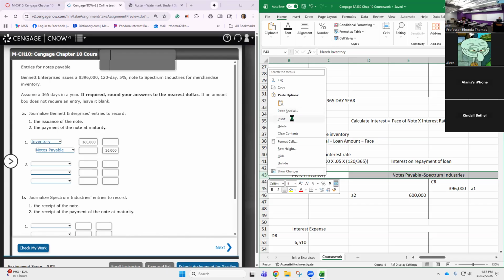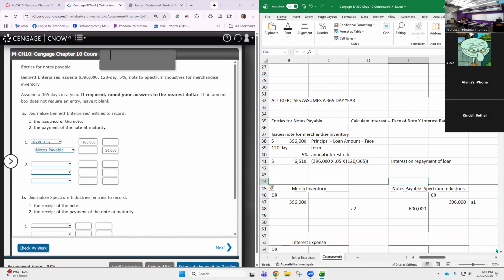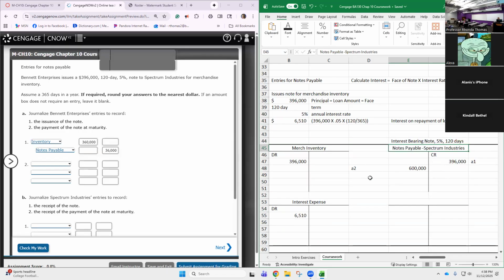The other thing I'm going to do to help myself a little bit is put the specifics of the note right above my T account. I usually do that when I'm doing these problems. So my note is 396,000, it's 5%. This is an interest-bearing note. You say, what does that mean? You're going to find out here in a minute. The interest rate is 5%, you might write yours down, and it's 120 days before we have to pay it back. There it is. I put that right above that note payable so that I can refer to it anytime I want.